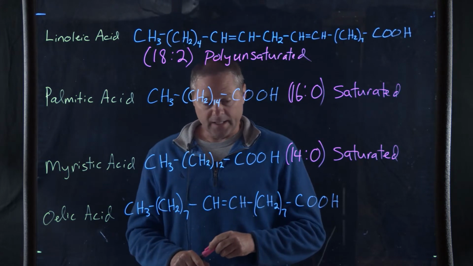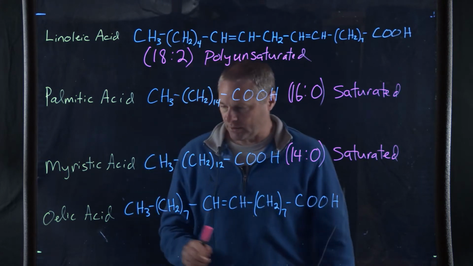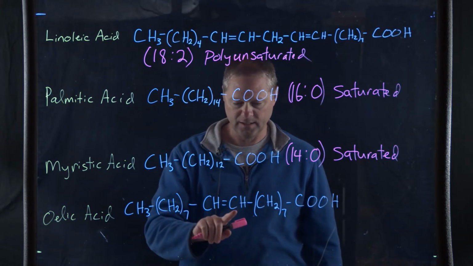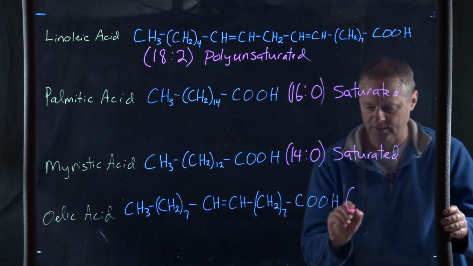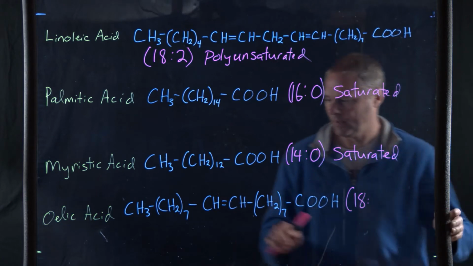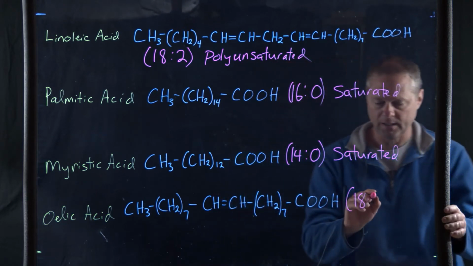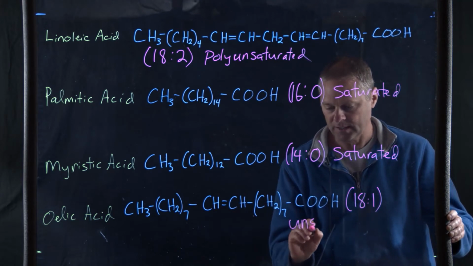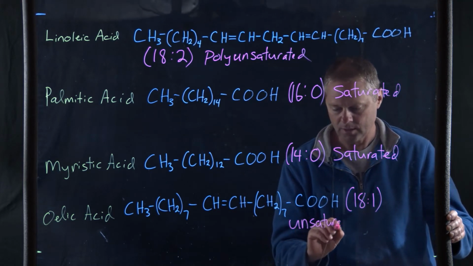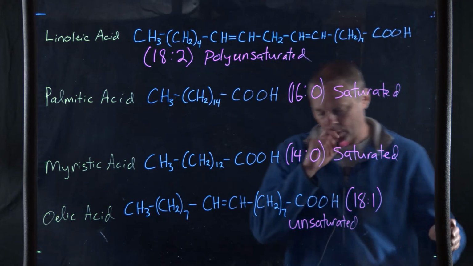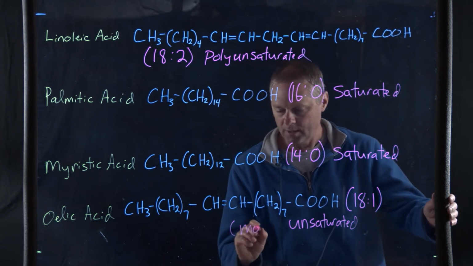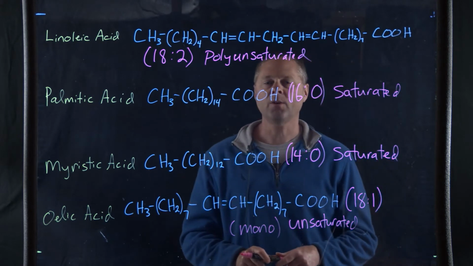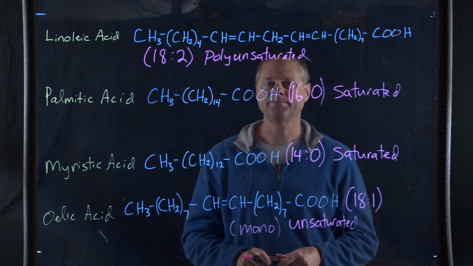Next one's oleic acid. We count the number of carbon atoms. We have 1, this is going to be 8, 9, 10, 17. So this gives us 18. We have 1 double bond, so that will be a 1. And this is simply going to be unsaturated. I think the more proper term for this would be monounsaturated. If you have any questions on these, please let me know.